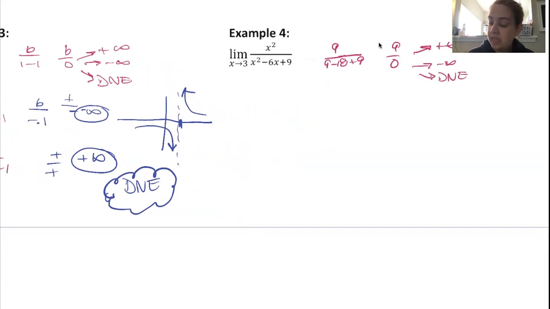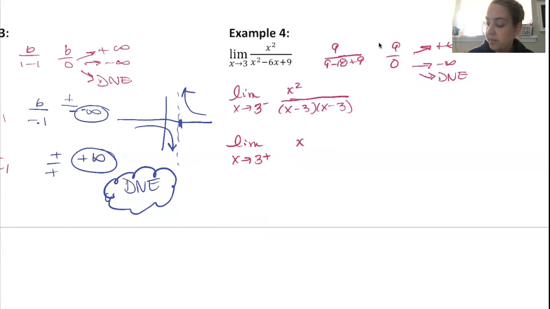So what we need to do is break it apart. The limit as x approaches 3 from the left of x squared over, I'm going to factor the bottom here. I think it'll be a little bit easier to see. I know that would be the quantity x minus 3 squared. My brain just sees it better if I write it separately. And the second piece is the limit as x approaches 3 from the right.